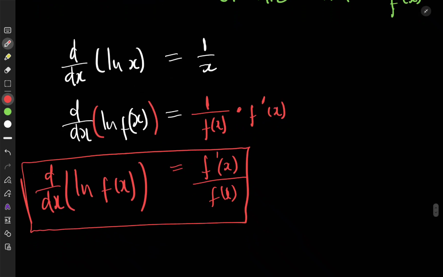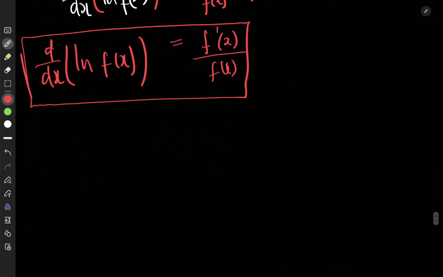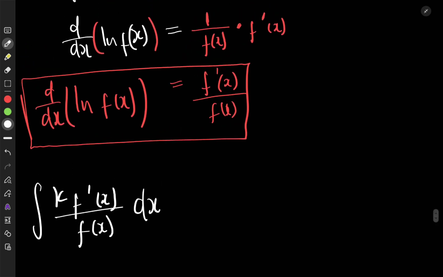Now, that's the same principle we're going to be using here when we are integrating. Because we are now integrating something which is k f prime of x over f of x, with respect to x, which is the derivative over the original function. That's what we are doing here. The derivative over the original function.